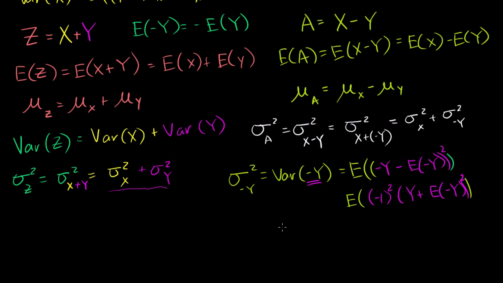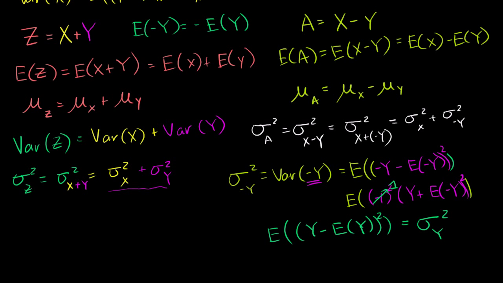So if you look at this, we can rewrite this. I'll give myself a little bit more space. We can rewrite the variance of negative y as the expected value of, negative 1 squared is just 1, and over here you have y. And instead of writing plus the expected value of negative y, that's the same thing as minus the expected value of y. So you have that, and then all of that squared. Now notice, this is the exact same thing by definition as the variance of y.